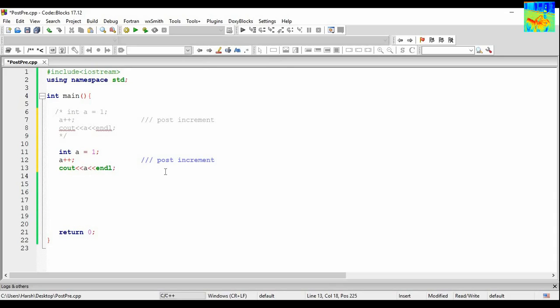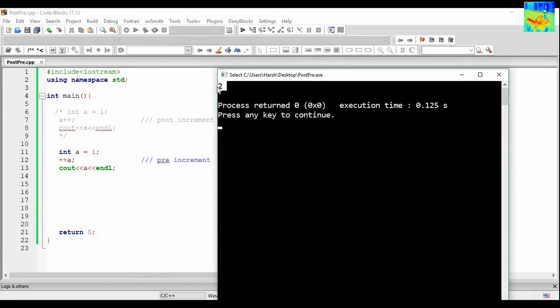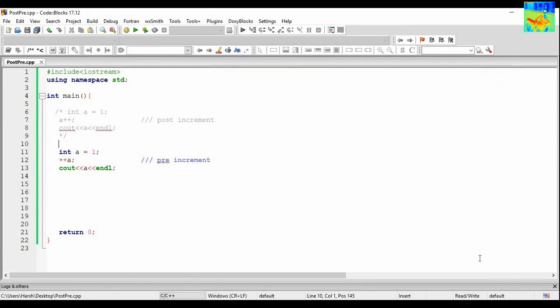Now I am keeping everything same, pre-increment. So instead of writing a plus plus, what I'm gonna do is I will write plus plus a. Okay, so this is the only change. Here it was a plus plus, now it is plus plus a. So what should be my output? So the output is again 2.